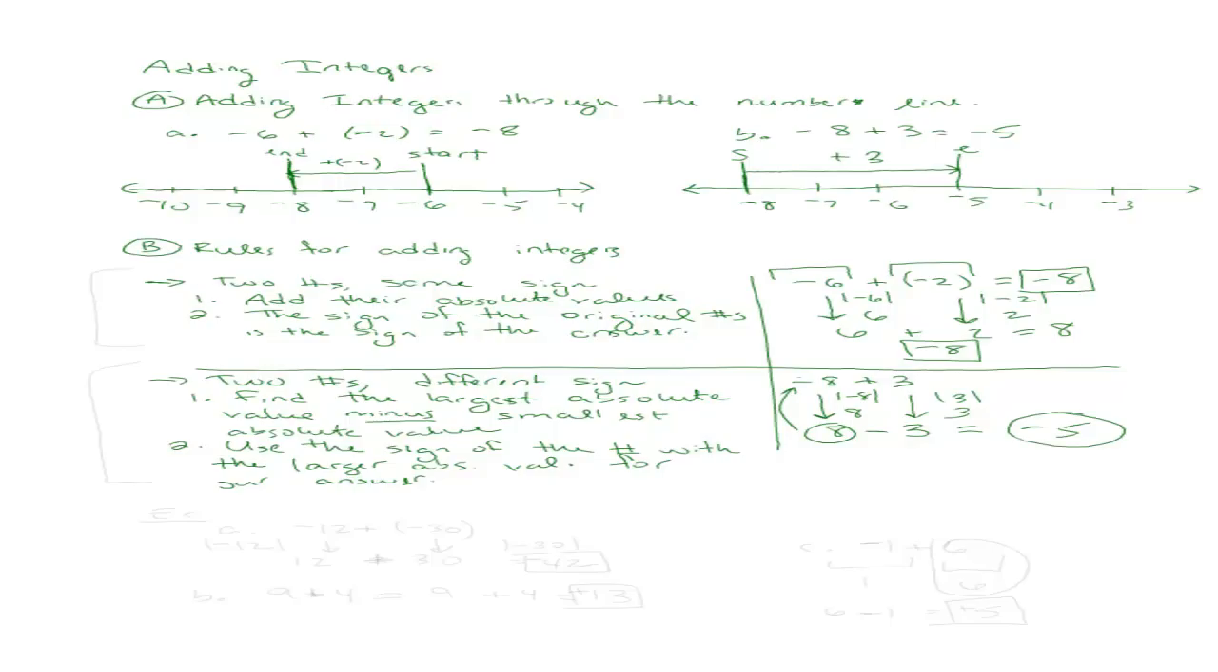And again, that makes some sense if you think about it as money. If you owe $8 and then you pay off $3, you're still going to owe $5. So that's why it's a negative 5 and not a positive 5. So always think of it as money and it'll help you out.